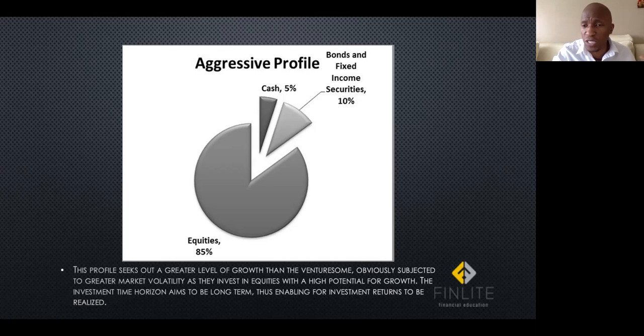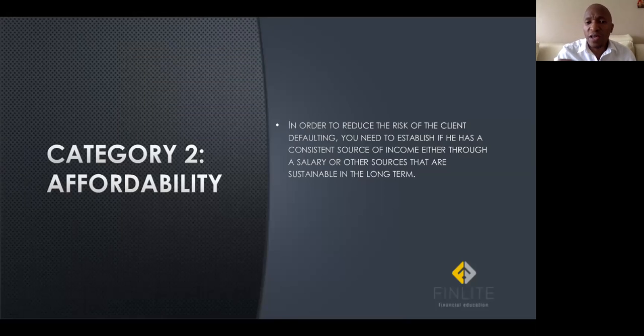Most of the portfolios are actually based on these risk profiles that you would sell from the different insurers or whichever asset manager you actually work with. And then category 2 is about affordability. This is a significant portion of risk profiling your client, because you want to make sure that whatever goal they are setting, it's realistic, first of all, and it can be sustained.